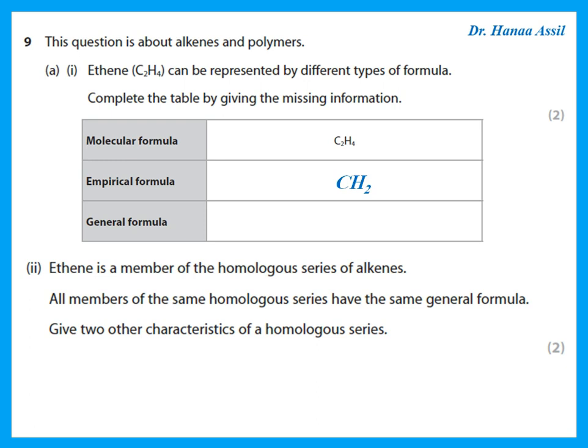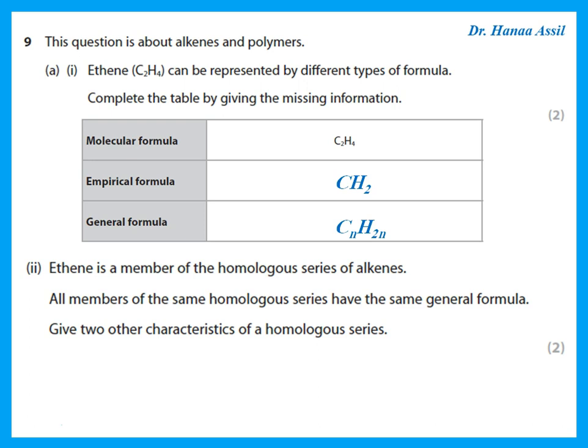This is ethene. This is an alkene. What was the general formula for alkenes? Remember, the general formula is CnH2n. You should know the general formula for alkanes and alkenes. This is an alkene. The general formula is CnH2n.